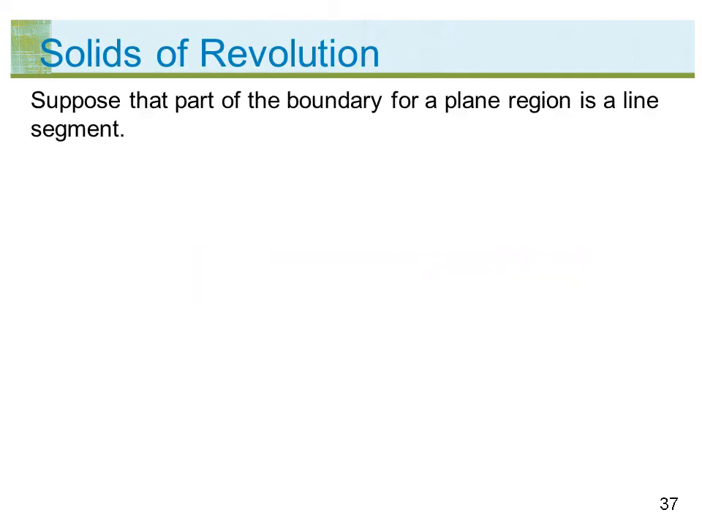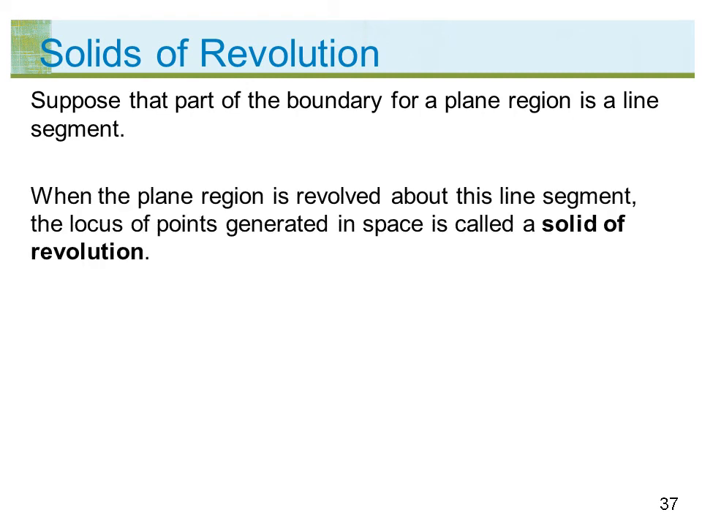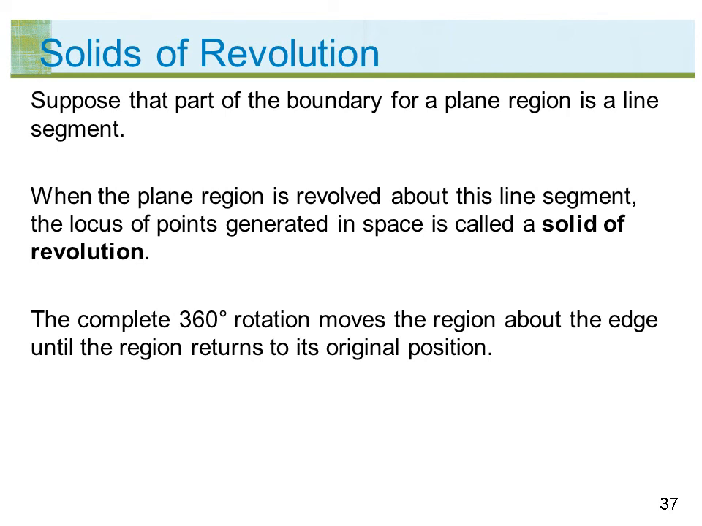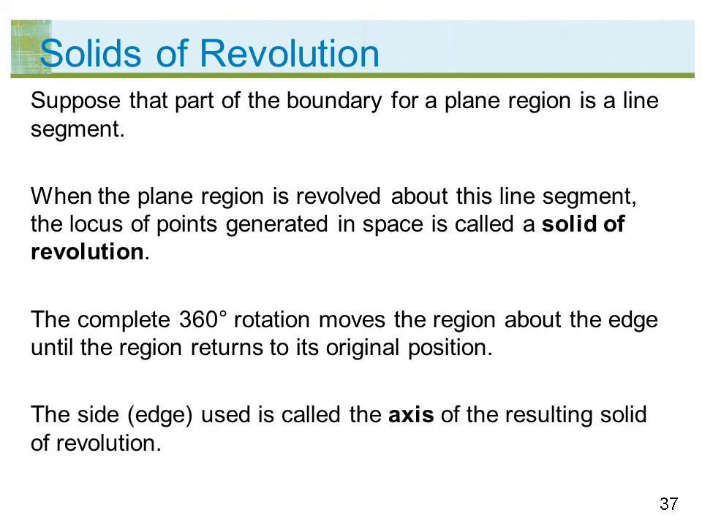Suppose that part of the boundary for a plane region is a line segment. When the plane region is revolved about this line segment, the locus of points generated in space is called a solid of revolution. The complete 360-degree rotation moves the region about the edge until the region returns to its original position. The side, edge, used is called the axis of the resulting solid of revolution.